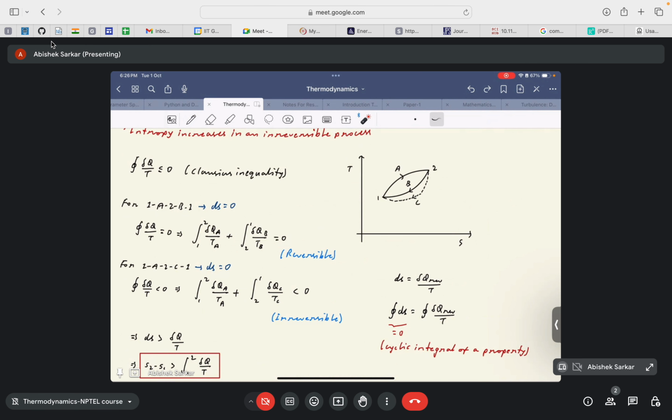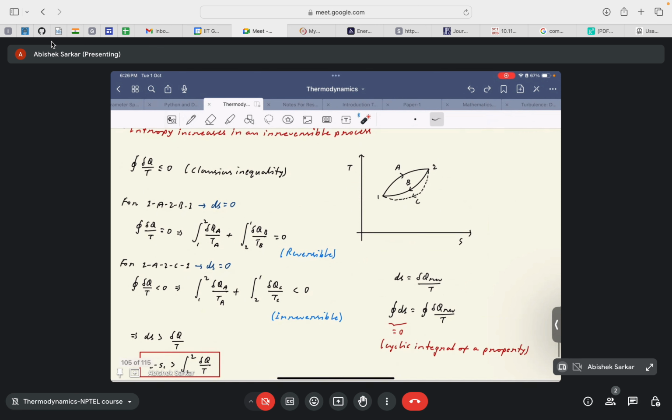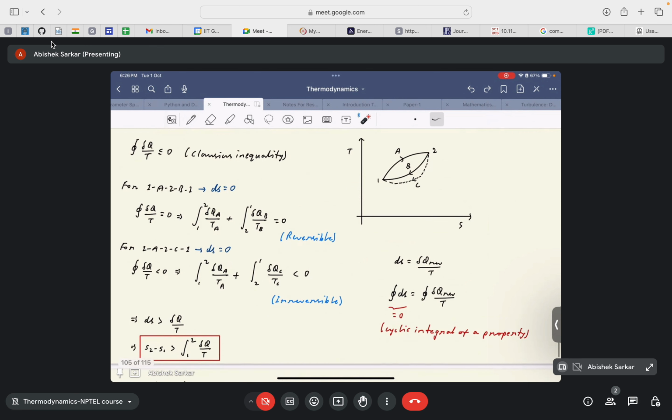Now for the reversible cycle 1A to B1, the net change in entropy is 0, because for a cyclic process, the cyclic integral of a thermodynamic property is equal to 0, and since entropy is a thermodynamic property, dS would be equal to 0. So the cyclic integral of delta Q by T would be equal to 0, because this is equal to dS in the case of a reversible cycle.